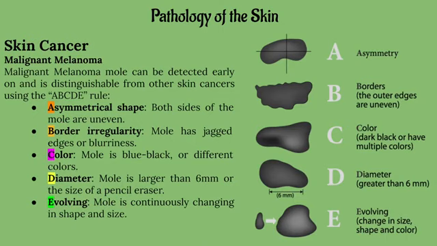A melanoma has jagged edges or blurriness. C for color. Melanoma cancerous moles usually have a blue or black color. D for diameter. A melanoma is usually larger than 6 millimeters and can be compared always changing in shape and size.